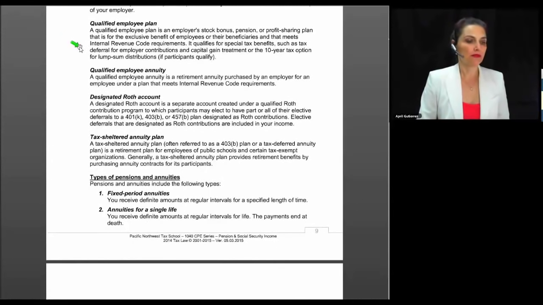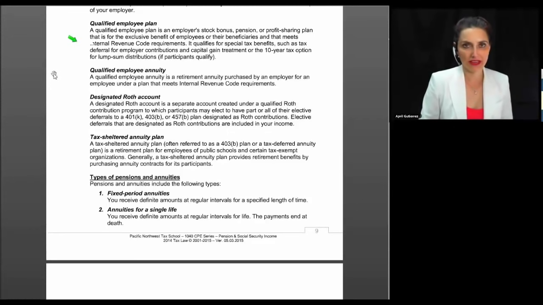A qualified employee plan is an employer stock bonus, pension, or profit-sharing plan that is for the exclusive benefit of employees and their beneficiaries and that meets certain Internal Revenue Code requirements. It qualifies for special tax benefits such as tax deferral for employer contributions and capital gain treatment for the 10-year option, if you happen to have someone that qualifies for that, which is rare.